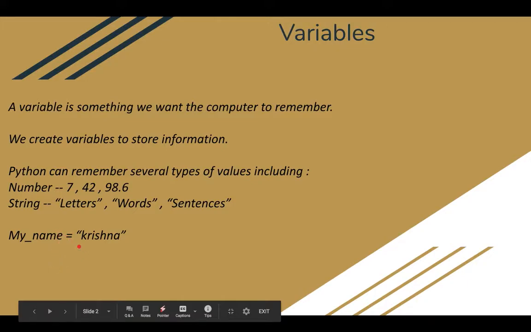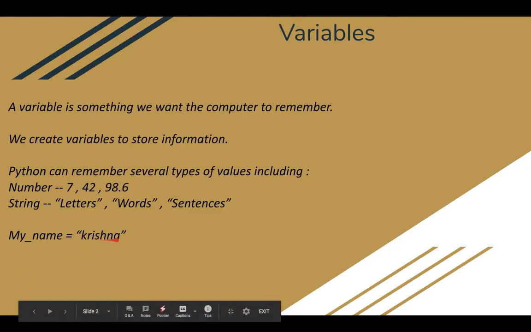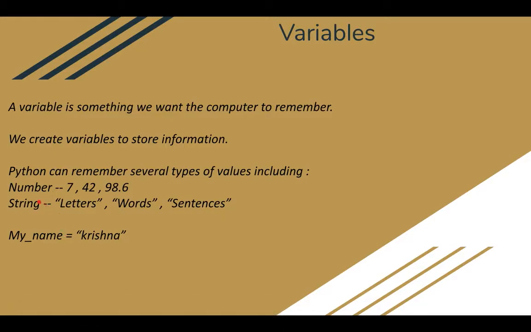And here we even use the is equal to symbol. The is equal to symbol is used to assign a value to a variable. So we use this symbol called is equal to. Here you can see the value Krishna is assigned to this variable called my name. Here the string means a string of letters, a string of words, or a string of sentences.